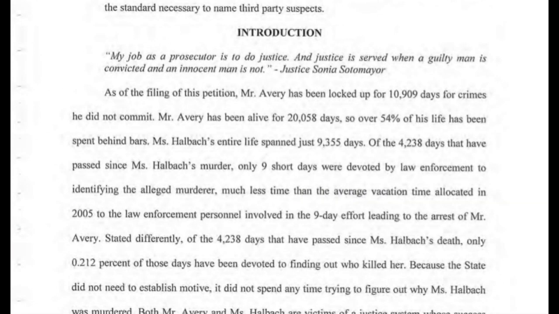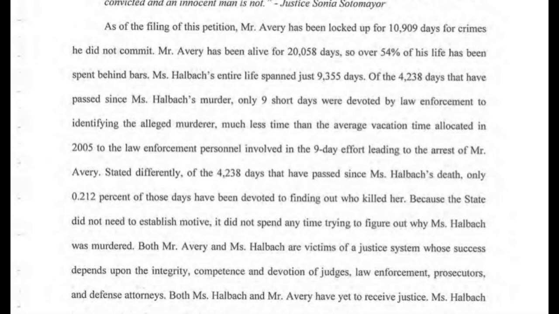All right, so now we're going to move into her introduction. At the filing of this petition, Mr. Avery has been locked up for 10,909 days for crimes he did not commit. Mr. Avery has been alive for 20,058 days, so over 54% of his life has been spent behind bars. Ms. Halbach's entire life spanned just 9,355 days.